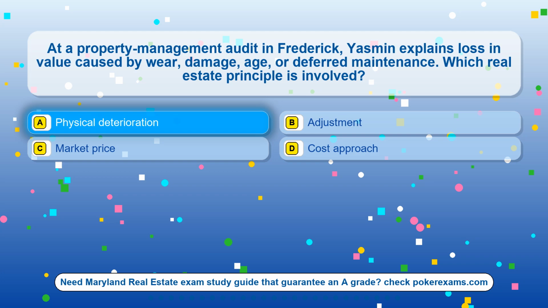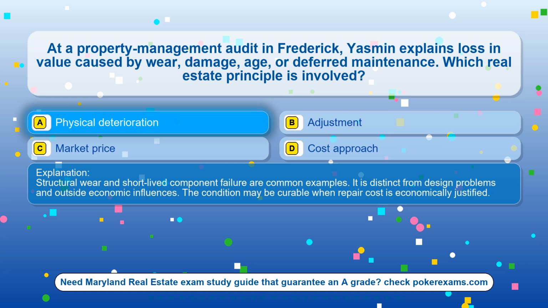The correct answer is option A, physical deterioration. Structural wear and short-lived component failure are common examples. It is distinct from design problems and outside economic influences. The condition may be curable when repair cost is economically justified.